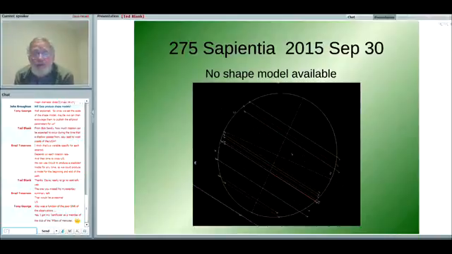Oh, 275 Sapientia. I forget where that was observed, but you can see a large number of chords, and we don't have a shape model for that at the moment. But that's possible. I would like to think in years to come that type of chord coverage will be the norm once we have reliable path prediction, so we know that yes, we'll drive 233 kilometres tonight to go and observe an event at this point in the countryside with total confidence of getting the event, rather than going somewhere on a wing and a prayer. Next slide.